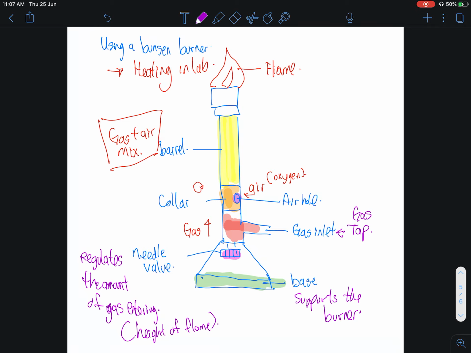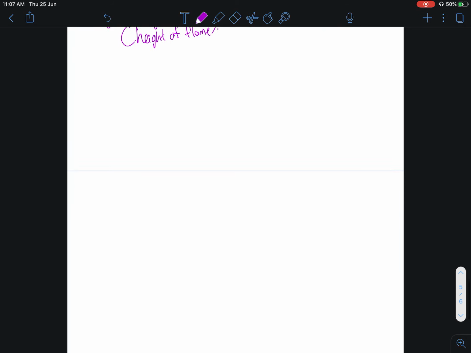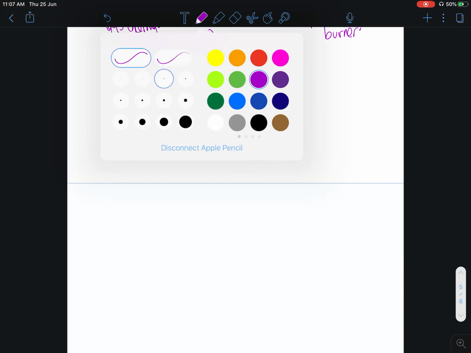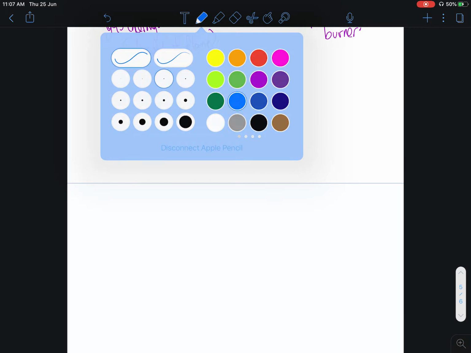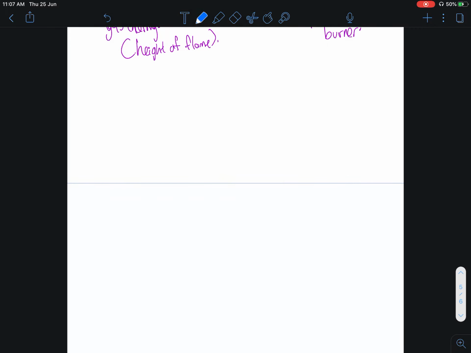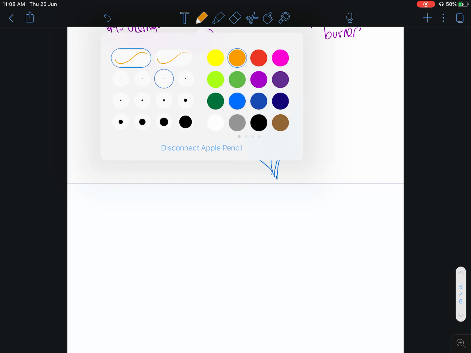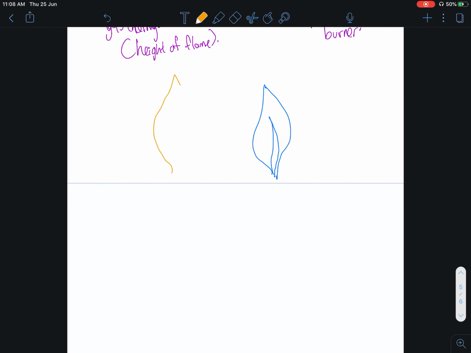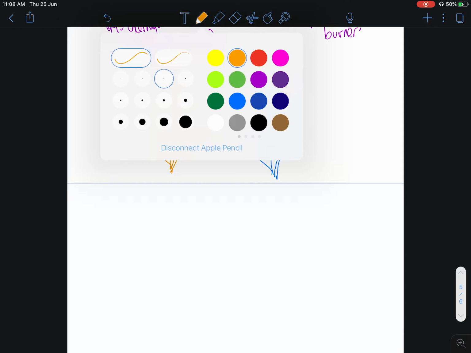Now, if you close the air hole fully, you will have two kinds of flame. Two types of flame. You would have the luminous flame and the non-luminous flame. The non-luminous flame tends to be bluish in color, whereas the luminous flame tends to be an orange flame. So this is how we differentiate, and this is controlled by the air hole.